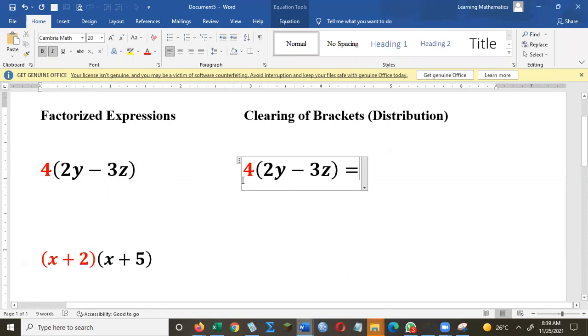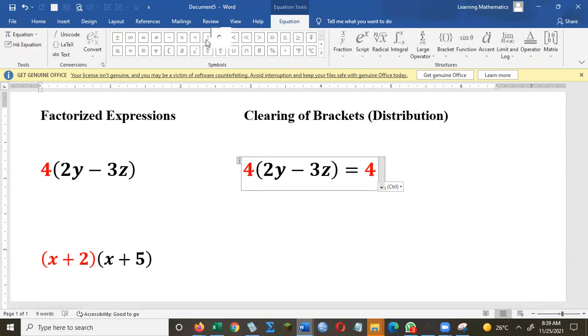How do you clear the brackets? By multiplying by the factor that is in front of the first bracket. So we have to multiply by 4 in a distributive fashion, because we have to multiply 4 to the 2y, and we still have to go back and take the 4 and multiply it to the negative 3z. You have to distribute the 4. That's why if you look at YouTube or a textbook, they call it distribution. So when you clear brackets, you have to distribute. That 4 has to multiply.